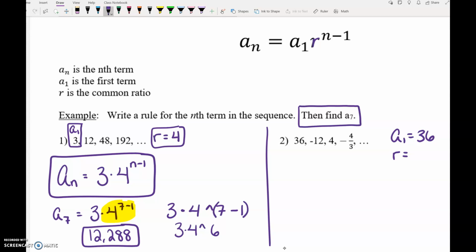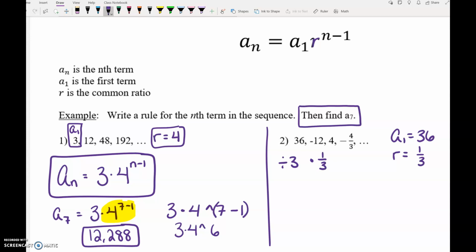We would have to divide, but division is the same as multiplying by a reciprocal. So we're multiplying by a fraction here. Ignore the negatives right now. Let's just think 36 to 12. 36 divided by what would give us 12? 3. Dividing by 3 is the same as multiplying by 1/3. So our common ratio is 1/3.